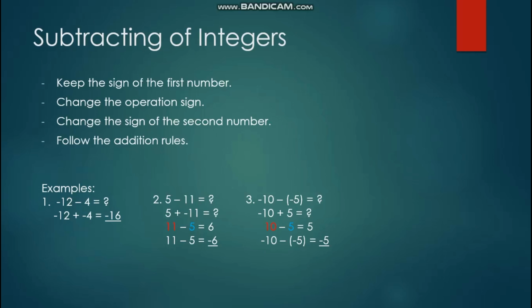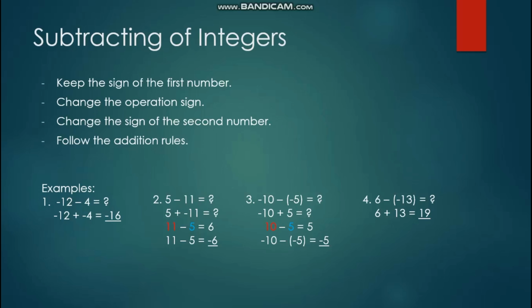Our fourth example is 6 minus negative 13. So, after applying the rules for subtracting integers, this will be the final equation. 6 plus 13. So, that's easy. 6 plus 13 is equal to 19. So, we're done with subtracting our integers.